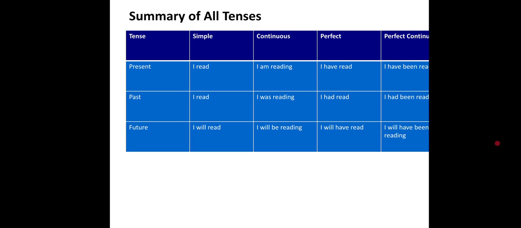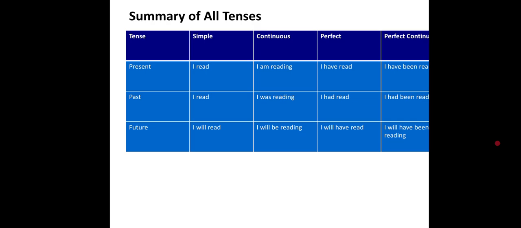Okay, so each tense has four forms, and here I will give you examples of the different forms in the present tense, the past tense, and the future tense. In case of simple present tense, for example, I read. In case of continuous, I am reading. In case of perfect tense, I have read. In case of perfect continuous, I have been reading.